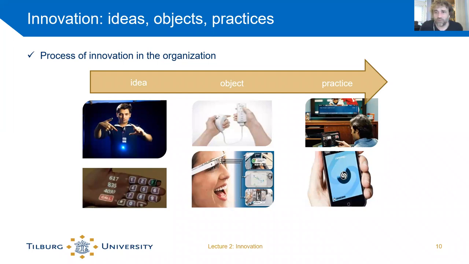So this is getting back to the first slide I discussed. The process of an innovation organization is moving from idea via object to practice. First of all, you have an idea stage in an organization. Your research and development or your marketing department comes up with new ideas to invent something new. Then you create something new, which is called the object. But the object doesn't necessarily always have to be a physical object. It can also be a service.